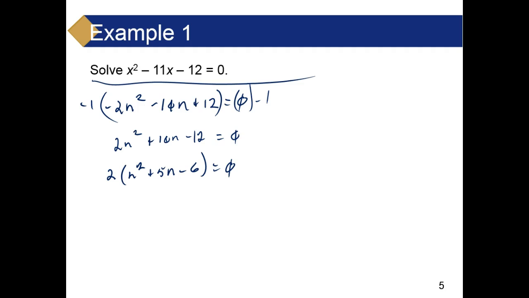Divide out the 2, okay? That's pretty easy to do. Divide this side by 2 and this side by 2. That goes away. And that would be n squared plus 5n minus 6 is equal to, what's 0 divided by 2? 0. Okay, it's gone.